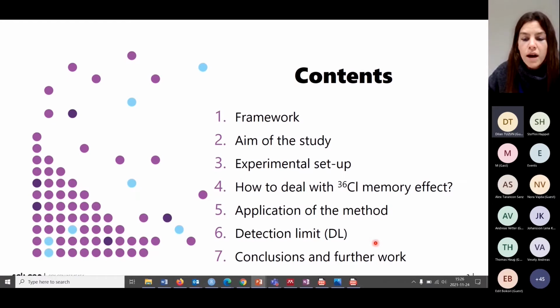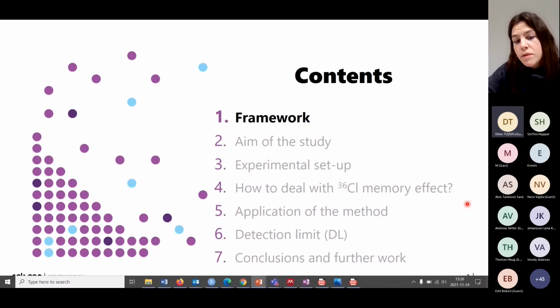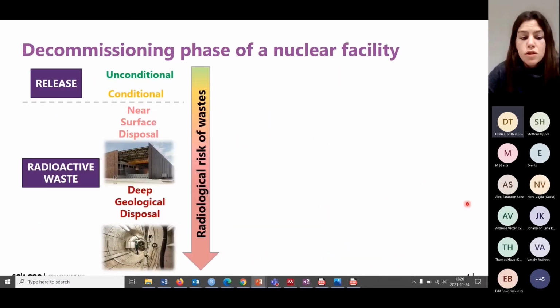So here you have all the points that I would like to go through in the presentation. And initially, I would like to briefly introduce the field of research. So once a nuclear facility arrives at the decommissioning phase, large amounts of materials are created and need to be characterized in order to assess the correspondence to the acceptance criteria.